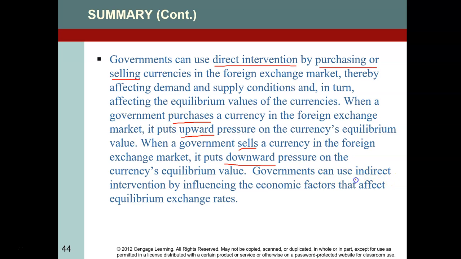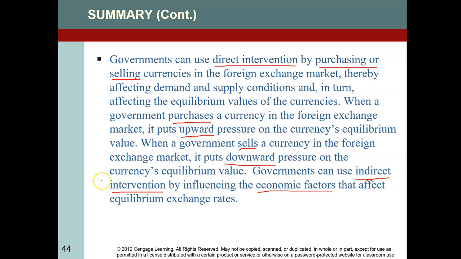Governments can also use indirect intervention by influencing the 5 economic factors that affect equilibrium exchange rates. Okay, and also for direct intervention, it could be non-sterilized, so that the government just buys and sells the currency in the foreign exchange market and does nothing to offset the change in the money supply. Okay, we also have sterilized direct intervention where the government issues treasury securities or buys back treasury securities to offset the change in the money supply.